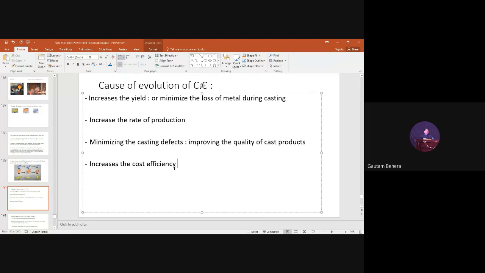Then increase the cost efficiency. We can increase the cost efficiency also, because continuous casting cost is minimum.